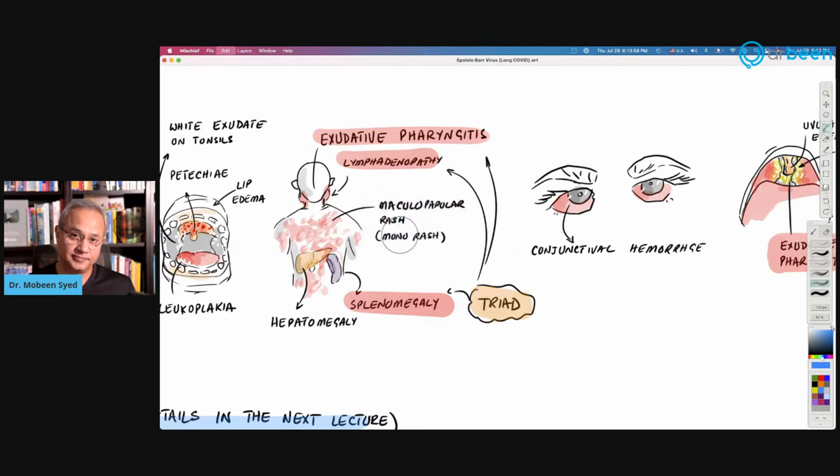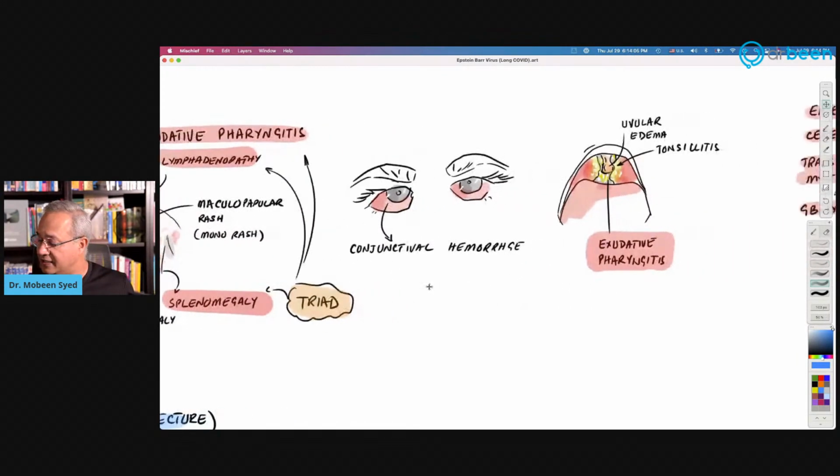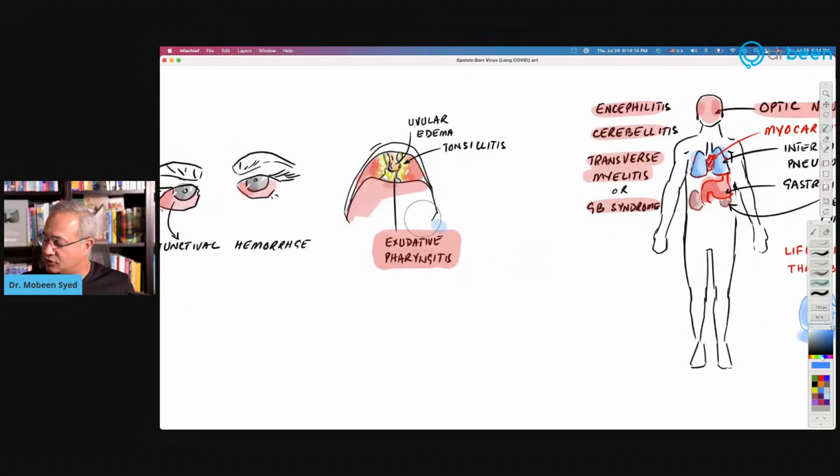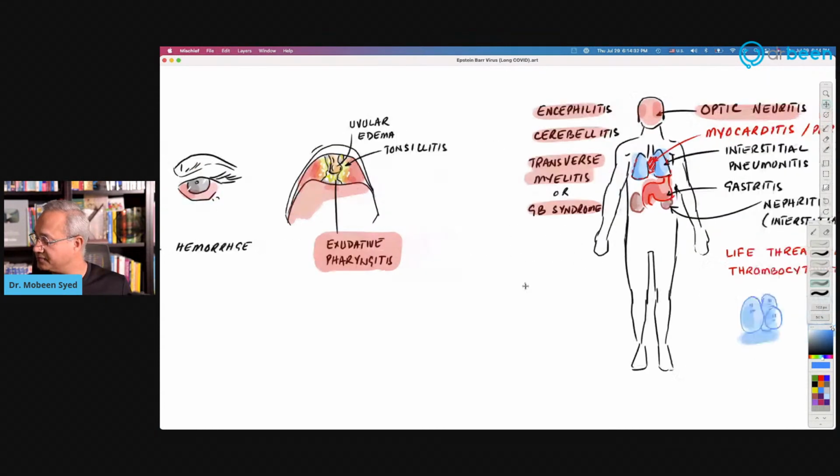Maculopapular rash. So there could be a rash on the whole trunk and body, which is raised red colored rashes. There could be conjunctival hemorrhages. So if you look in the eye, you could see hemorrhage in the white of the eye. Exudative pharyngitis, uvular edema. So the uvula, that central thing that closes the nasal pharynx when we are eating or talking, that is swollen. Tonsillitis occurs, and then exudate in the pharynx can occur.